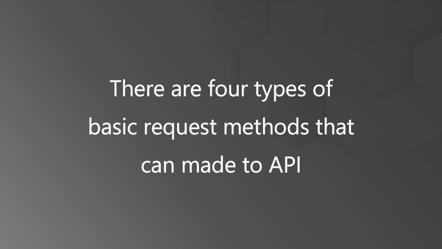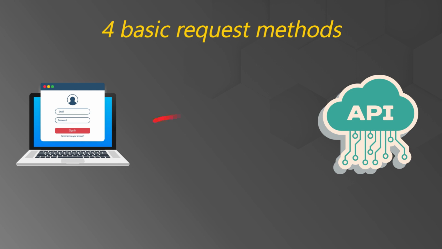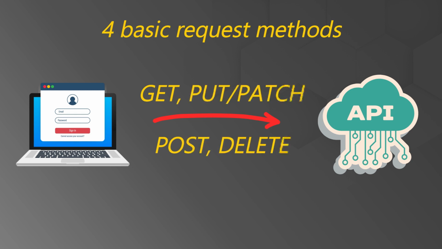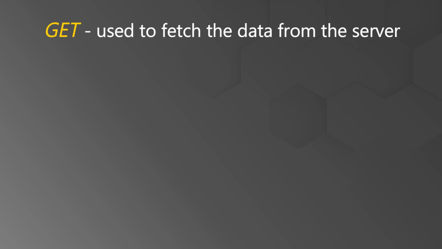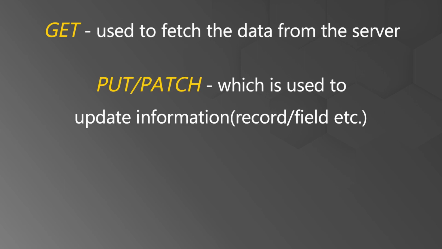There are 4 types of basic request methods that can be made to an API. That is, from the client, when the request is sent, there can be 4 basic types. Though there are other types, for now these 4 are the most important types of requests. The first one is GET, which is used to fetch data from the server. The second is PUT or nowadays PATCH, which is used to update information, update a record or maybe a field. PUT actually deals with the entire record, whereas PATCH updates a field.